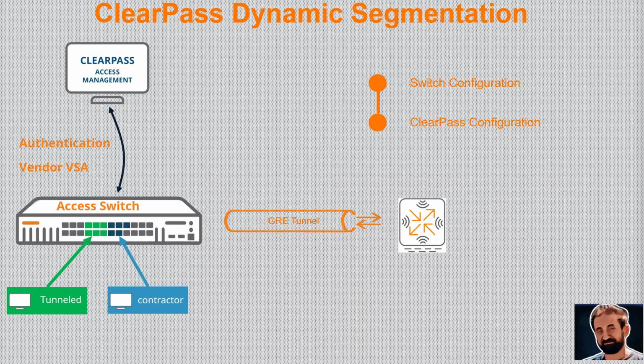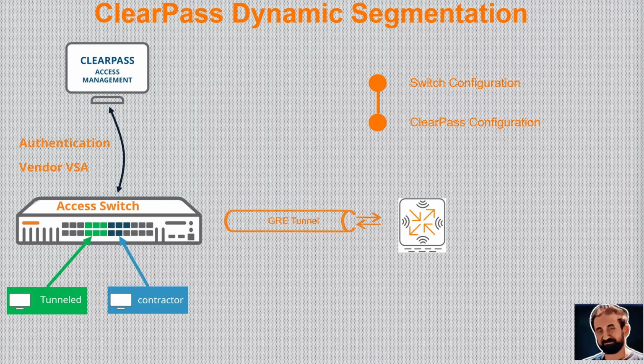The concept of this dynamic segmentation is simply that the client performs 802.1x authentication, and once that authentication is sent to ClearPass, ClearPass will send back a vendor VSA, and in this case it's a local user role that was configured on the switch. One role will tunnel, another role will switch locally.